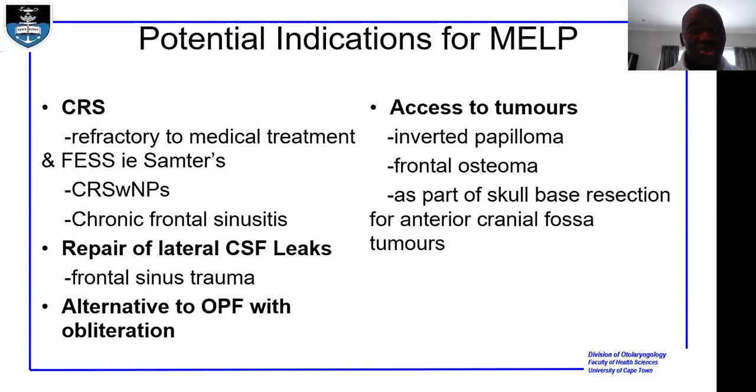So in addition to refractory chronic rhinosinusitis, one can also use the modified endoscopic Lothrop for repair of lateral CSF leaks, like in frontal sinus trauma. And you can also use it as an alternative to osteoplastic flap with obliteration, as we shall see right now. And you can also use the same procedure to access tumors like inverted papilloma or frontal osteoma, as part of scalp-based resection for anterior cranial fossa tumors, or even for excision of, for example, large mucoceles.